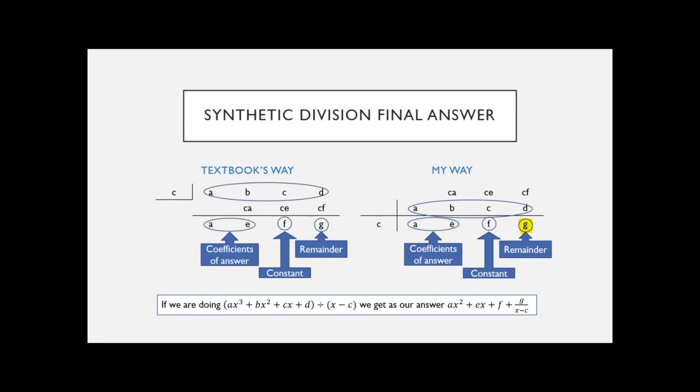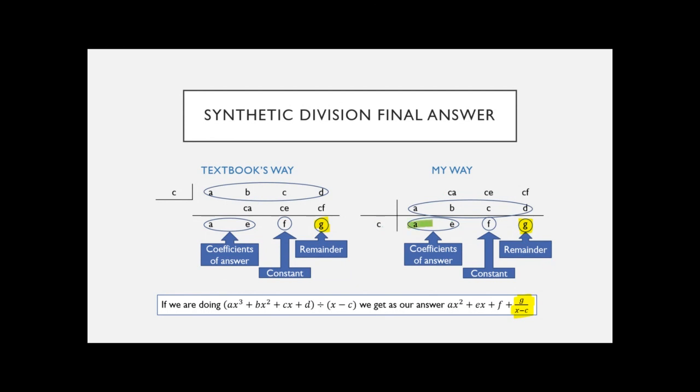Whatever is in the last spot is always your remainder. And if you have a remainder, that will always be put on top of a fraction, just like we did with the long division. So whatever that final number is, that goes on top of a fraction.